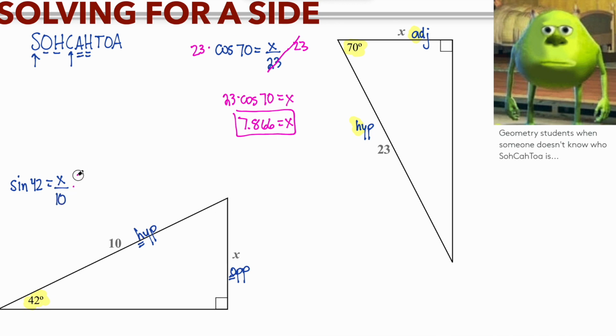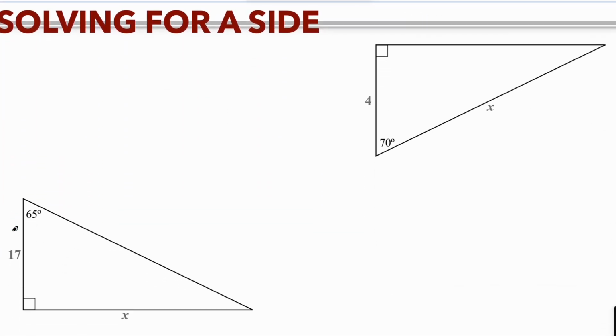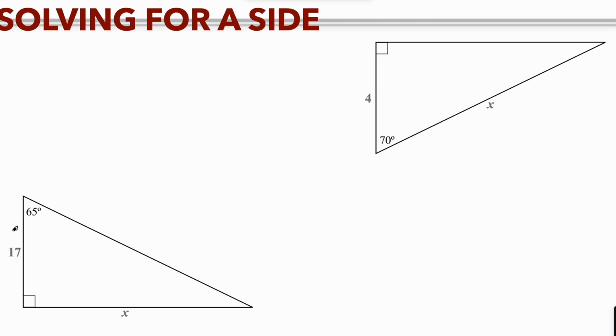So to solve, I'm going to multiply both sides by 10 in order to get x by itself. So in the calculator, I'm going to multiply 10 times sine of 42. And I will get 6.69 equals x. Now for these two, if you would like to pause the video and try these on your own, and then click resume to check the answer.